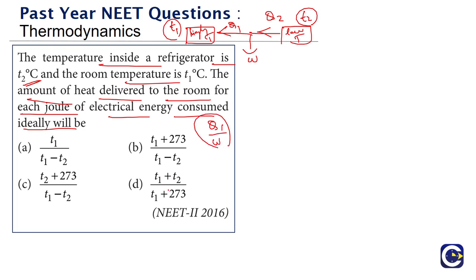Q1 by W, they are asking what is the Q1 by W. So the amount of heat delivered to the room for each joule of electrical energy consumed. So Q1 by W value in ideal state means the reverse of Carnot's engine.